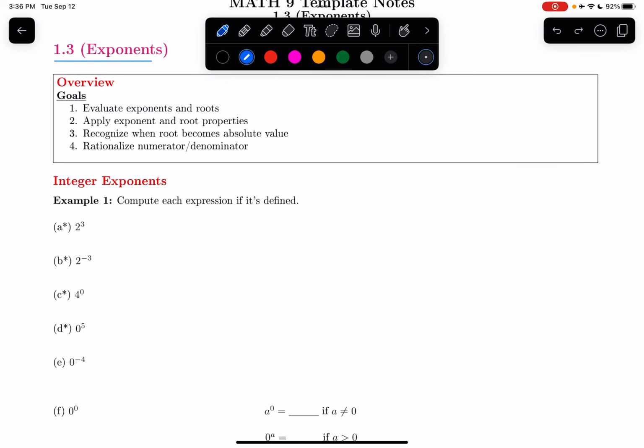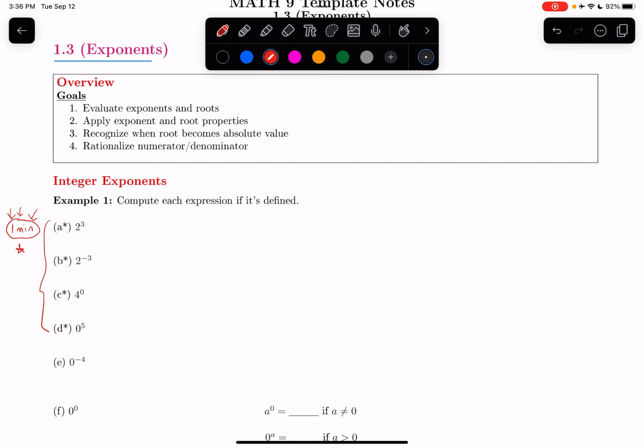I want to talk about integer exponents first. I want to compute each expression if it's defined. For parts A through D, I first want to give you time to try these. So take a minute and try these on your own first. Pause the video in 4, 3, 2, 1, pause it and try those on your own first.